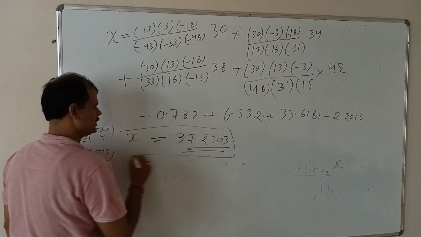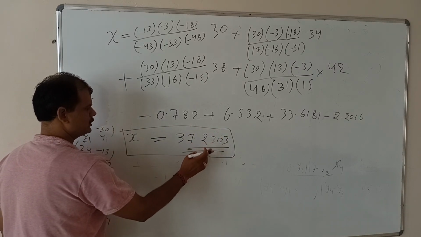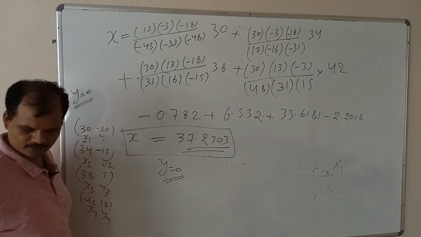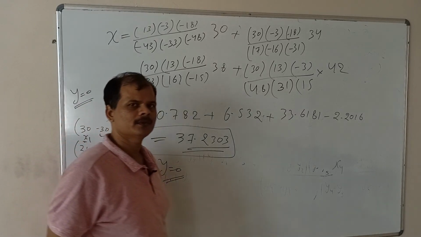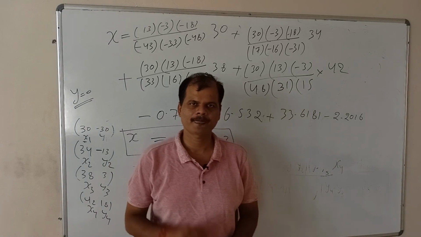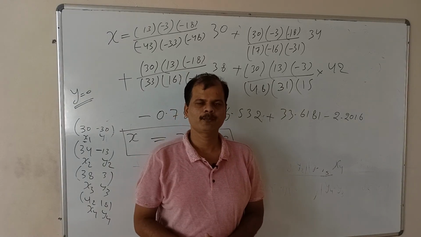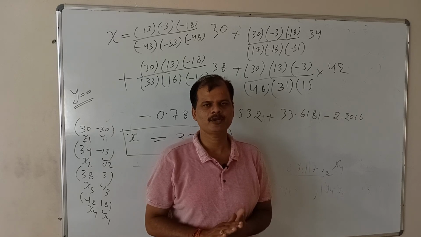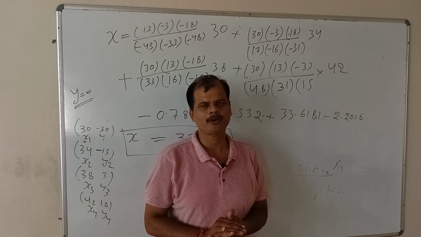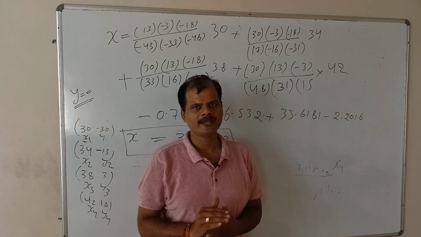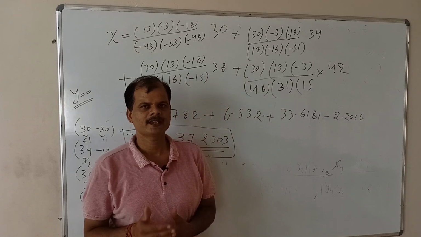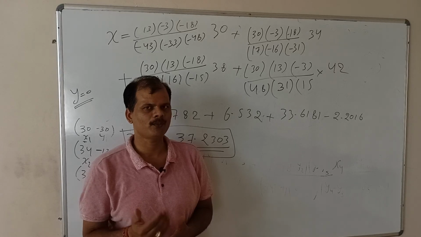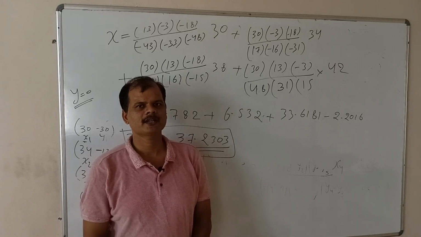So at x equal to 37.2303, your y is 0. So this is the end of the problem. So we can write the inverse interpolation in the same way. The only thing is, in interpolation we approximated the polynomial y equal to f of x. In inverse interpolation we write x in terms of y using a similar concept.